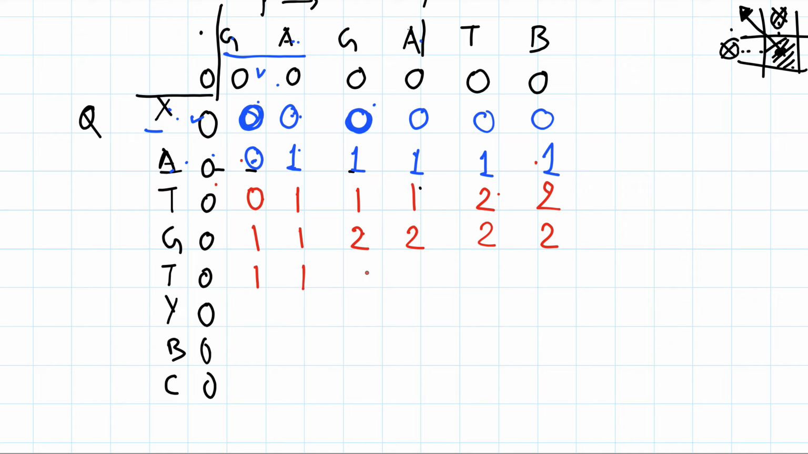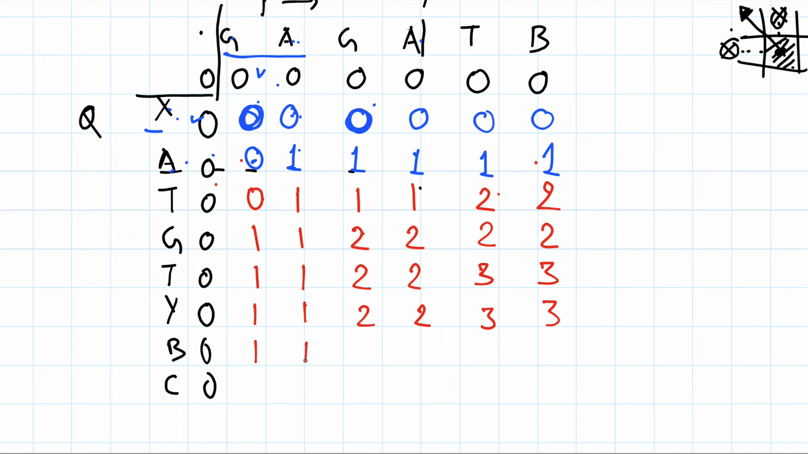A and T not equal, 1. T and G not equal, 2. 2. T and T are equal, so 1 plus this value, that is 3. Then T and B are not equal, so 3. Here 1. Y and A are not equal, so 1. G and Y are not equal, so 2. A and Y, 2. T and Y, 3. Y and B, 3. Then B and G, 1.